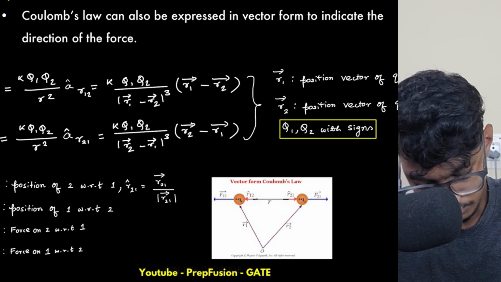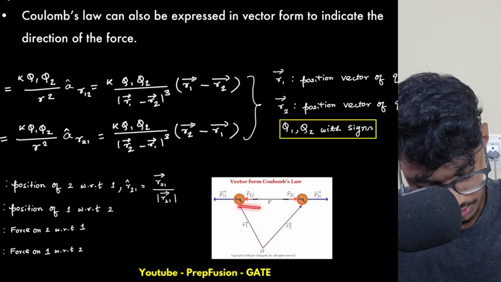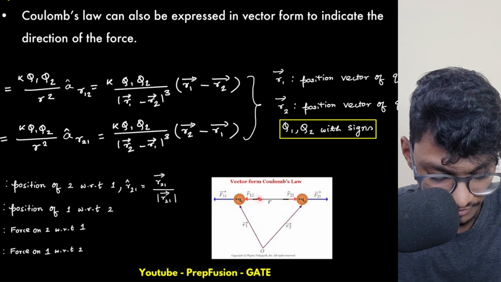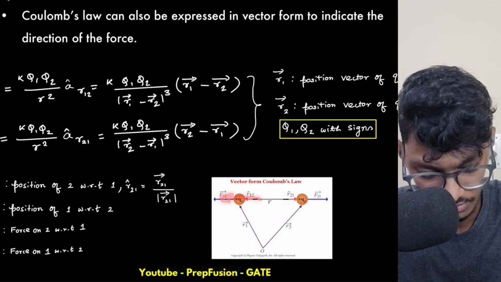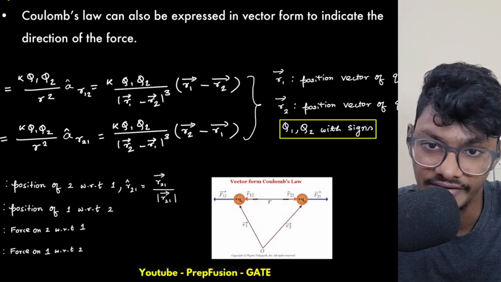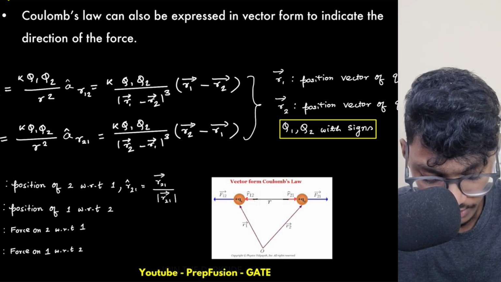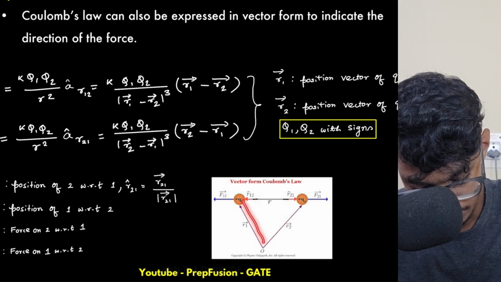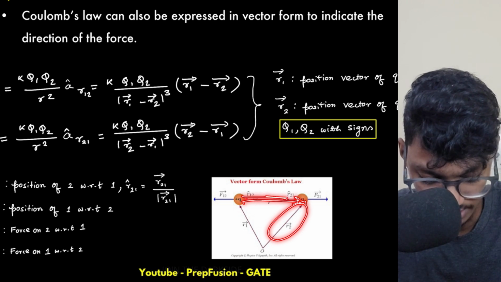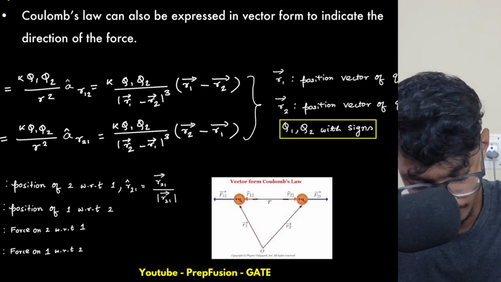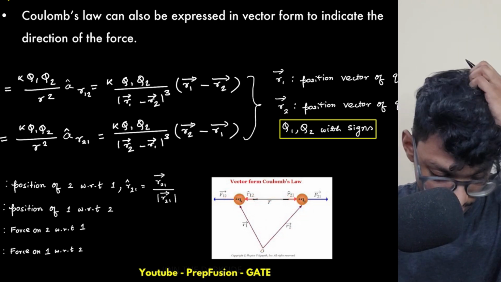So if both of them are positive charges, I need to find a vector in this direction. How do I find a vector in this direction? This plus this will give me R2, but I don't want this. Actually, I want this direction. Okay, fine. So how do I get this?